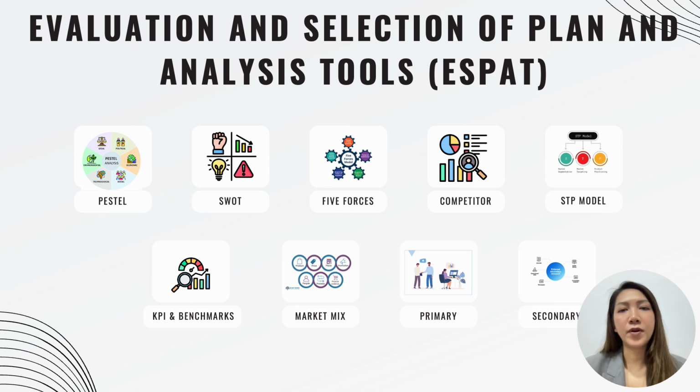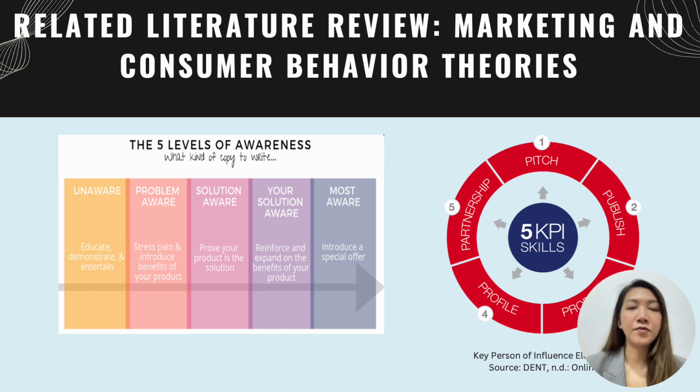The study uses several frameworks to analyze this, including PESTEL, SWOT, Porter's Five Forces, and STP. These are complemented by KPIs and marketing mix analysis to evaluate both internal and external factors affecting the multifamily sector. The literature review incorporates Eugene Schwartz's customer awareness levels and Daniel Priestley's key person of influence framework. The framework helps the company tailor messaging for different stages of investor awareness, from educational content to exclusive deals. Priestley's framework emphasizes building authority and trust through clear branding and strategic partnerships.